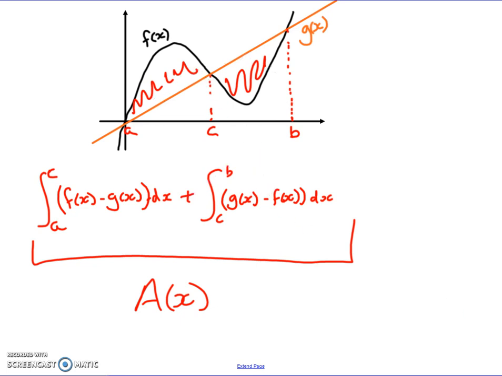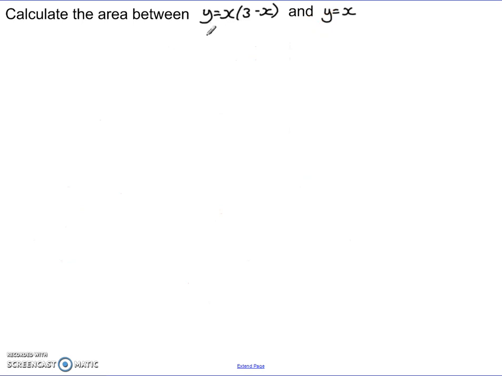Right, I'm going to show you an example of this. So I want to calculate the area between two curves, y equals x bracket 3 minus x and y equals x, so the straight line there. So this would look something like this. I've got a quadratic here, y equals x bracket 3 minus x. So it would be a curve that looks like this, and it would be a straight line there. So I'd have to calculate the area here between the two curves.